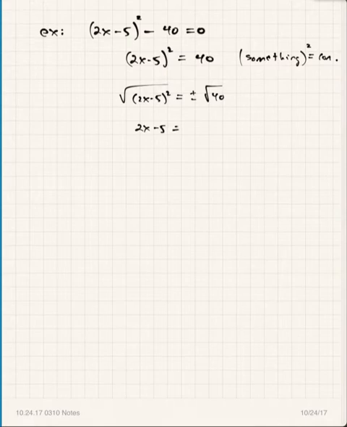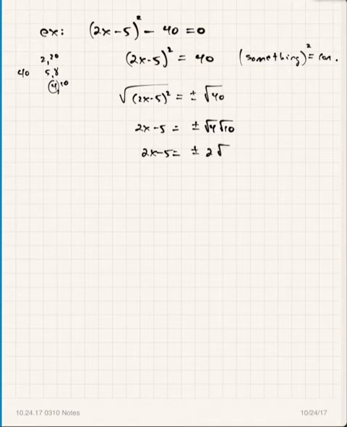and again, Brandy, you and I had this conversation a few minutes ago, 40 does have factors. If you list all the factors of 40, you get 2 and 20, you get 5 and 8, but you also have 4 and 10, and so 40 does have a factor that's a perfect square, and that's 4. So you break it up as the square root of 4 and the square root of 10, and so you get 2x minus 5 equals plus or minus 2 times the square root of 10.